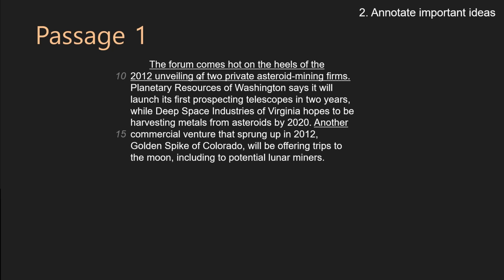Okay, I underlined these two parts here. The first sentence is the broad sentence, right? It's the discussion of the two private asteroid mining firms. Because as I go into the details, what do you know? There are two specific private asteroid mining firms. I underlined another also, since it's showing me a list. So there was the first one, there's the second one.